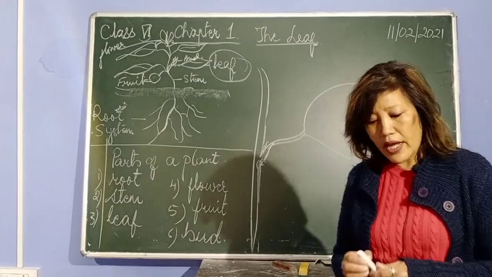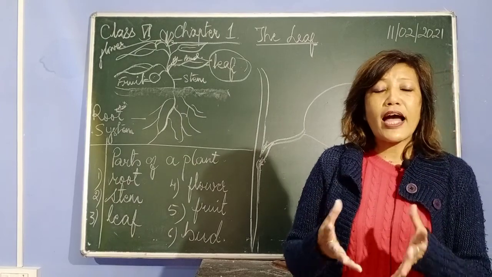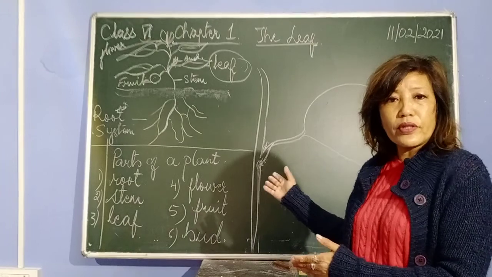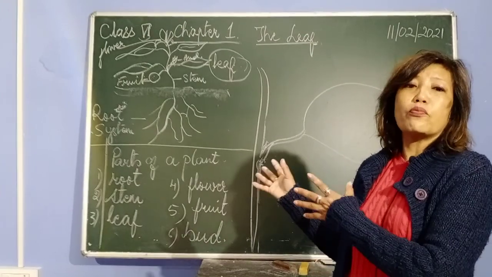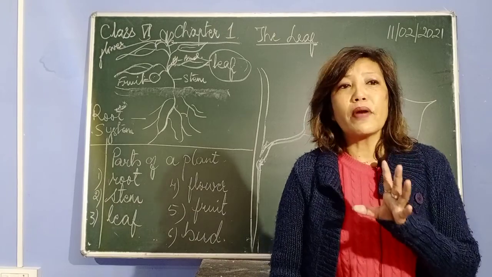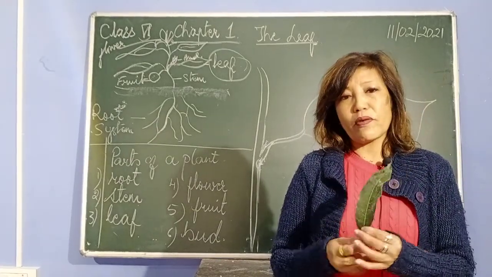From the node not only the leaf will grow, but all the branches also arise from the node. And I have already told you the leaves are green in color, flat, thin, extended parts which arise from the node, which is the point on the stem. The leaves of all the different plants vary in shape and size. So let me show you some of the leaves.